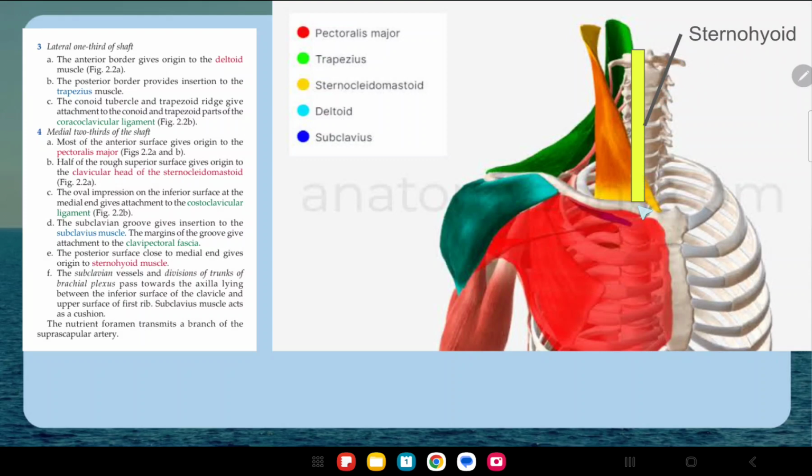Sternohyoid is arising from the medial end of the clavicle, and some part of the manubrium as well. Then the subclavius muscle in blue color, and the costoclavicular ligament, which I showed you, between the first rib's costal cartilage and the inferior surface of the clavicle, right? And the last one was the nutrient foramen, which is supplied by the suprascapular artery, right? Now we will move towards the ossification points.